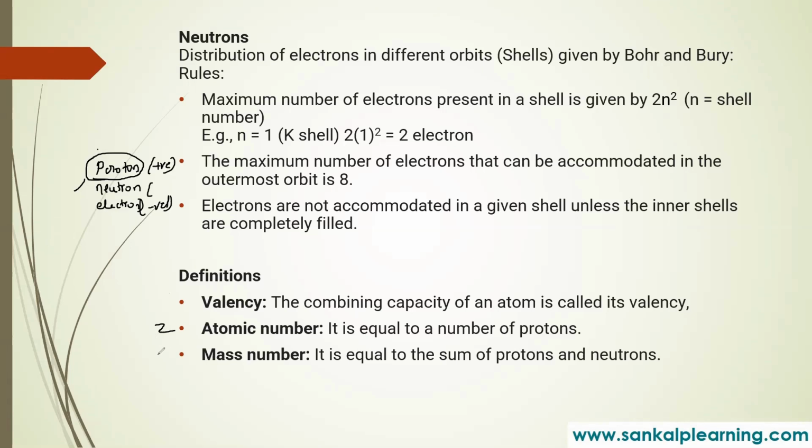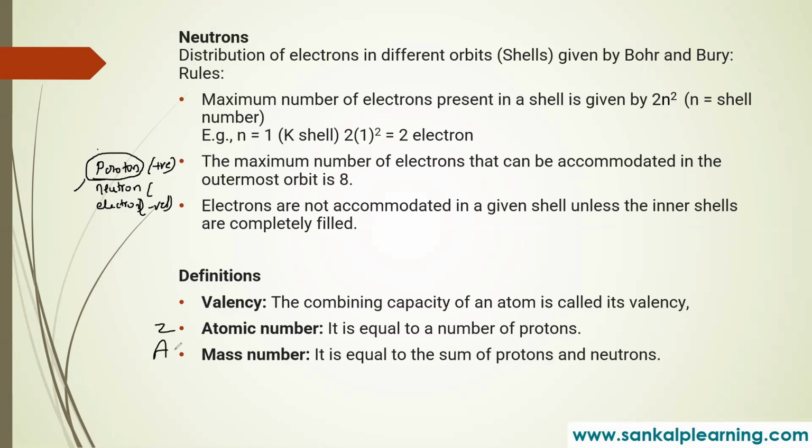Then we have mass number. Mass number means the number of protons and neutrons together. It is called the mass number, and it is denoted by capital A. In an atom, the number of protons determines the atomic number, which is denoted by Z.